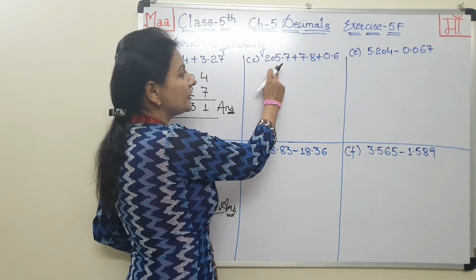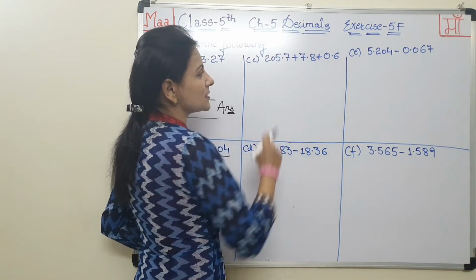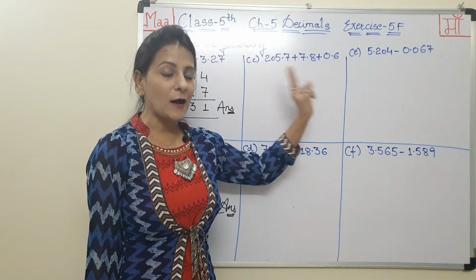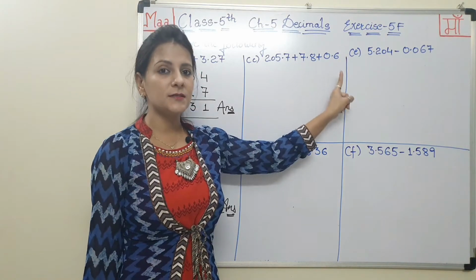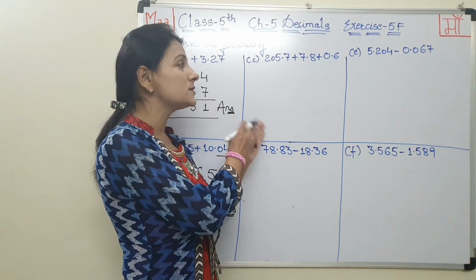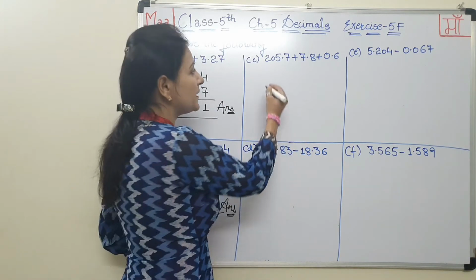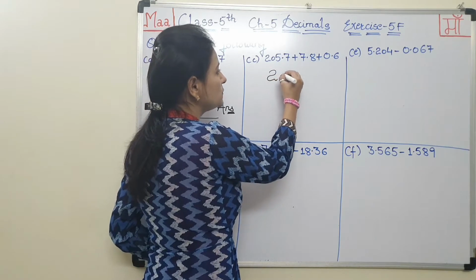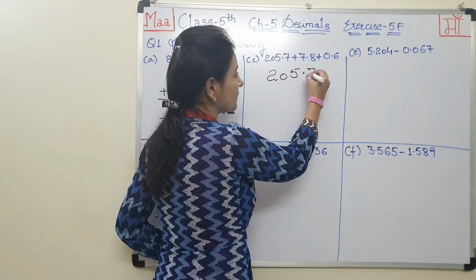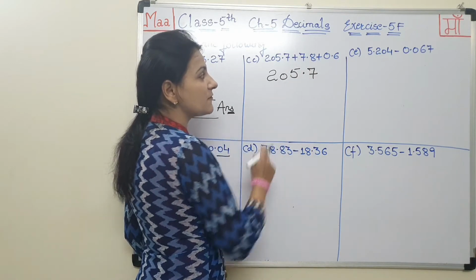It is 205.7, 7.8 and 0.6. Here also you can see, students, that after the decimal one digit is there. That means after the decimal only 10th place is there. So these decimal numbers are also given in like decimals. So we will simply arrange them in column as 205.7, first decimal number. Then the second decimal number is 7.8.